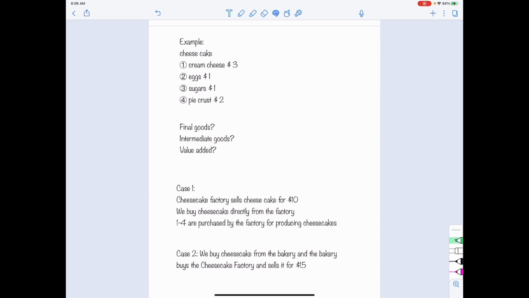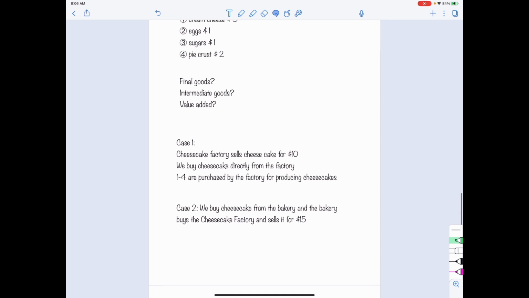Now let's look at the third case, which is that we make the cheesecake by ourselves. Then what will be the final goods? Well, given that we are the final users, even though we eat the cheesecake, in fact we also go to the market and buy the cheese, the egg, the sugar, and pie crust. So under the definition of the final goods, given that we go to the market and buy those ingredients, the final goods under this case will be the cream cheese, the egg, the sugar, and the pie crust. And there is no intermediate goods under this case.